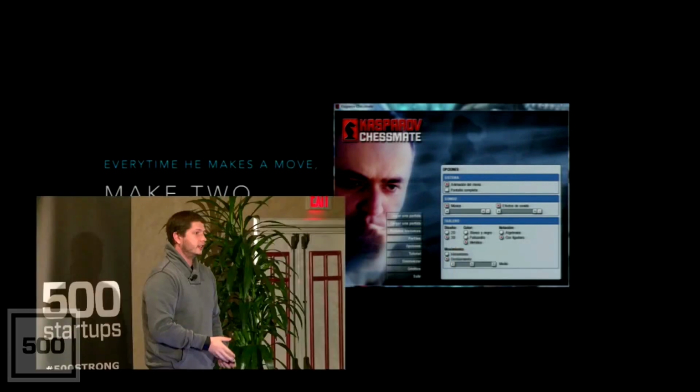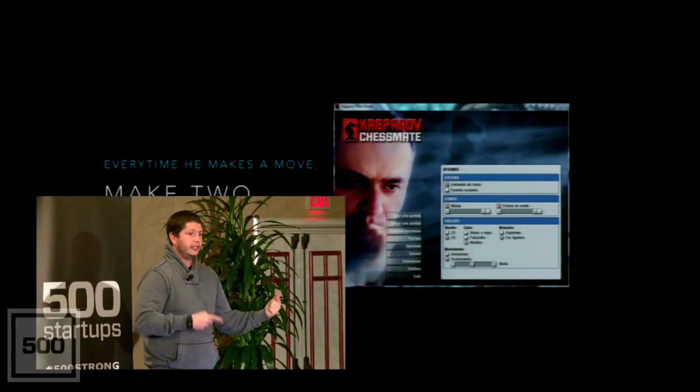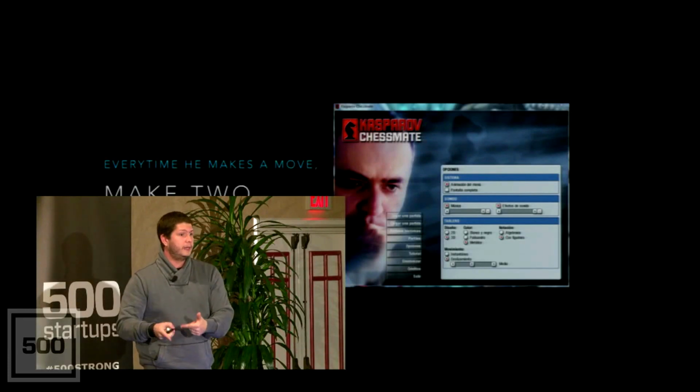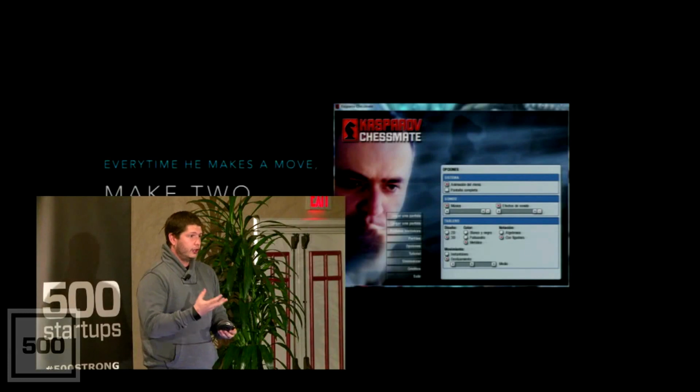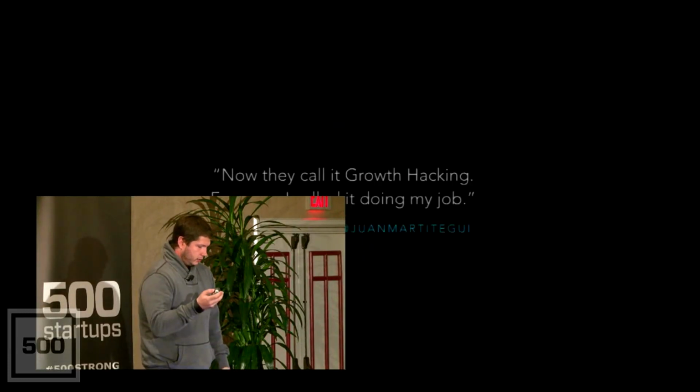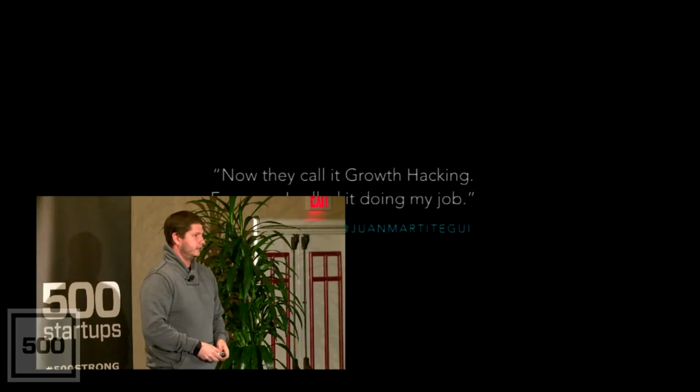If you move faster, if you get more traffic than your competition, you're allowed to run all these split tests that these guys were talking about in the morning, and with a reasonable amount of traffic, you can move a lot faster. So I think, well, now they call it growth hacking. For me, it's just doing my job.